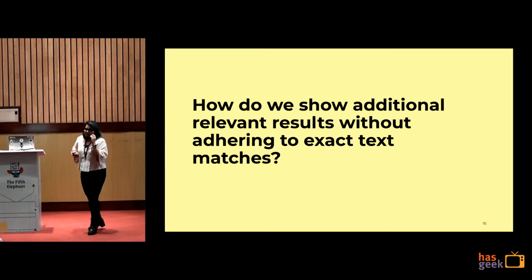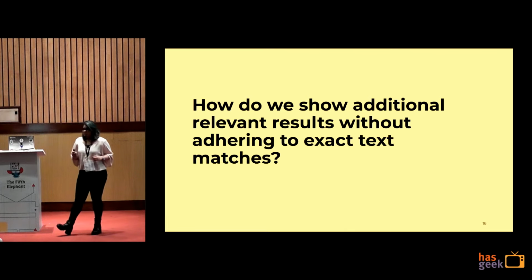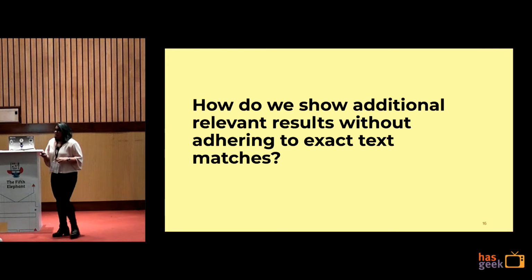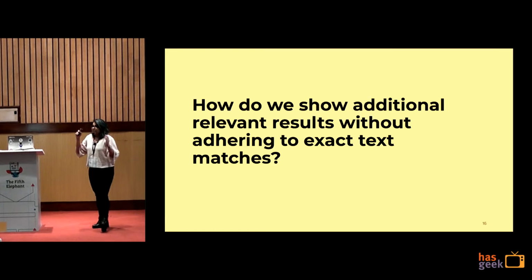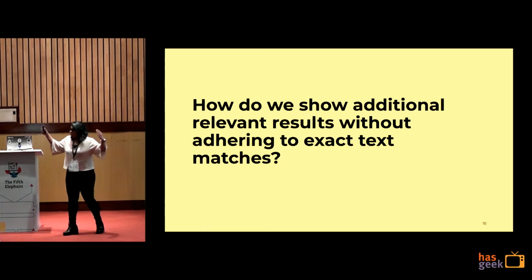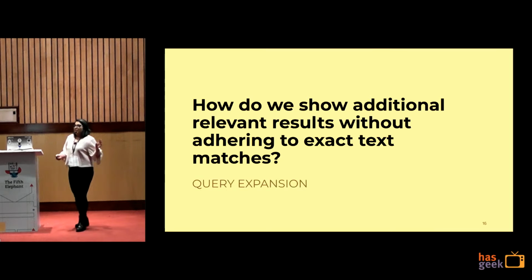The next question is how we show additional relevant results without adhering to exact text matches. For example, if you're searching for coffee, you would probably be okay with results that include cappuccino, espresso, latte, etc. So how do we surface matches to those words as well as what the user searched for? We do this by using a technique called query expansion.